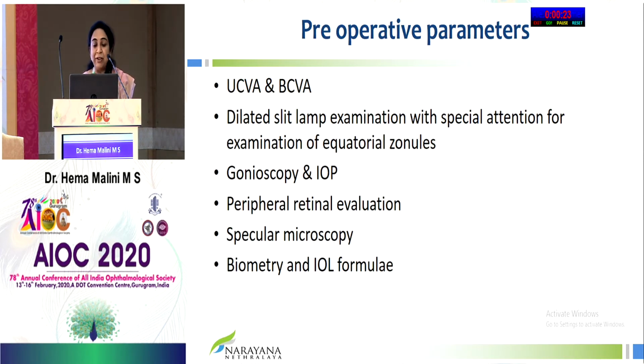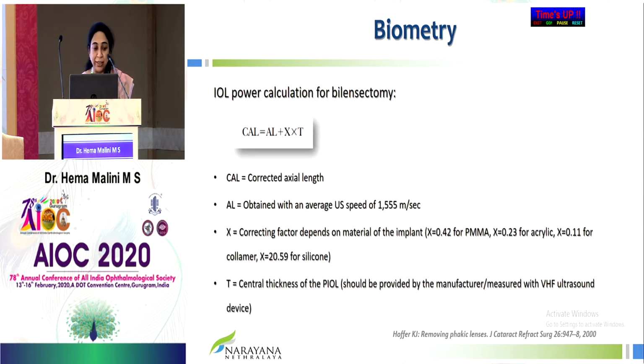So preoperatively for all these patients, the parameters that one would need to carefully document would be the vision, dilated slit lamp examination, gonioscopy, obviously a thorough retinal evaluation, and specular microscopy is extremely important in these patients because they've already undergone an ICL implantation, and with time the specular counts also would have got altered. And the biometry of course is important here.